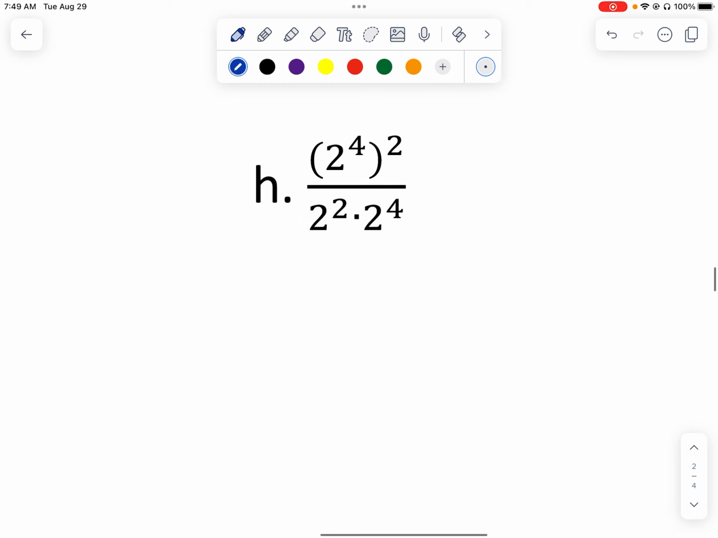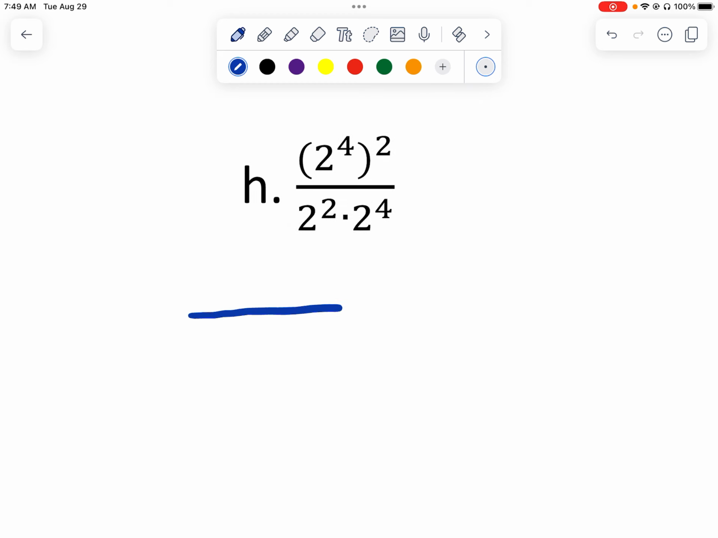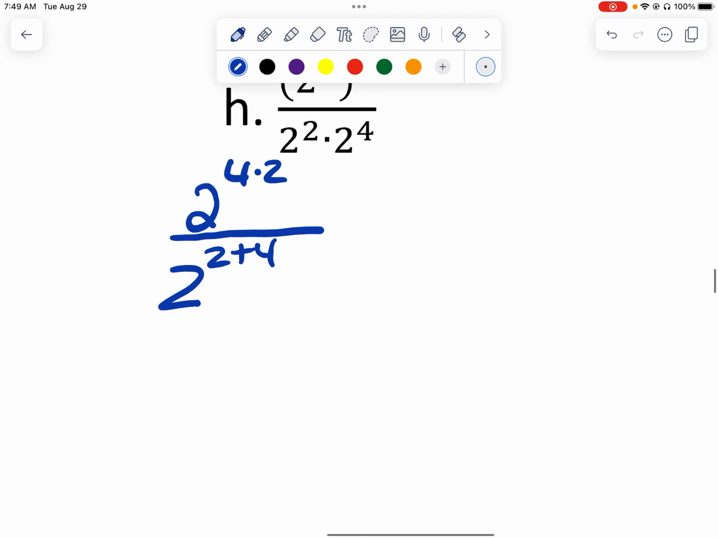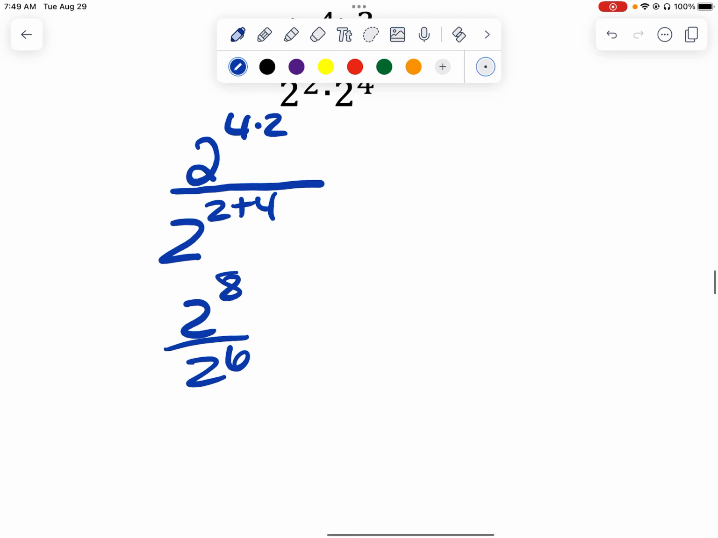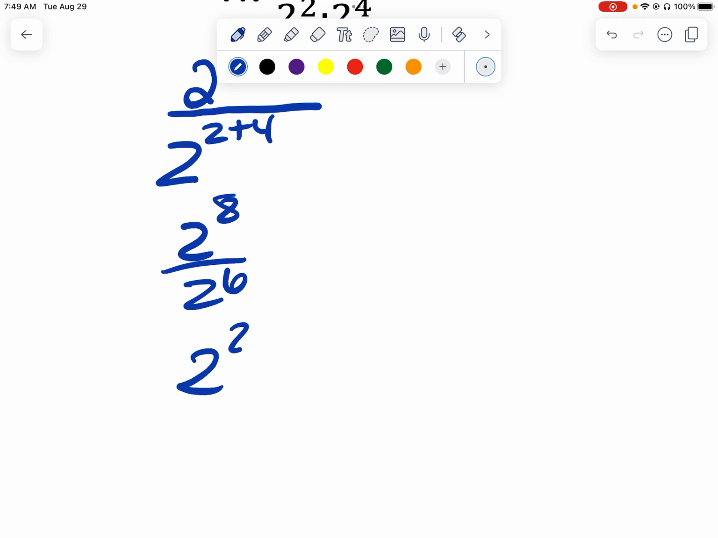Over here, I have to do it in stages. Power raised to a power, so 2 to the 4 times 2. On the bottom, we would add our exponents. So I get 2 to the 8th over 2 to the 6th. So then 2 to the 8 minus 6, which is 2 squared, which is 4.